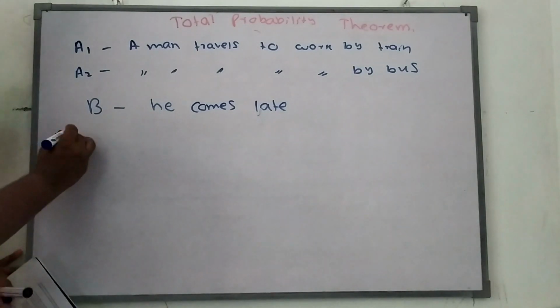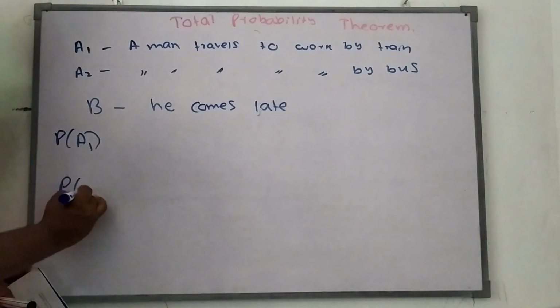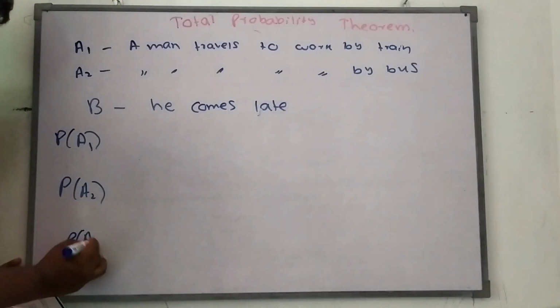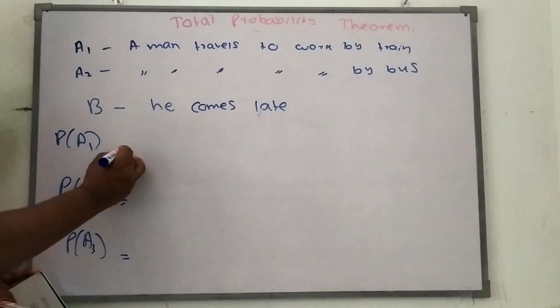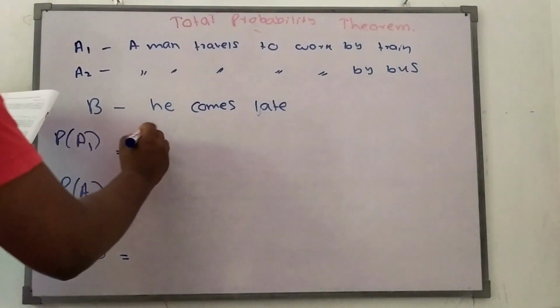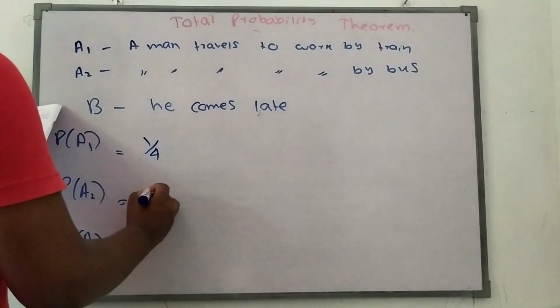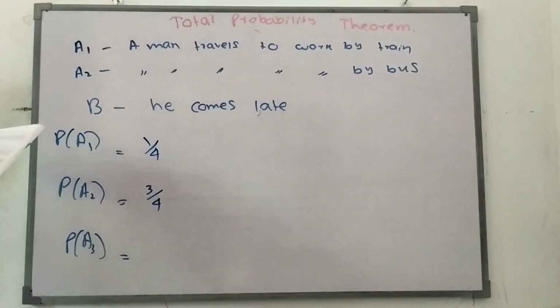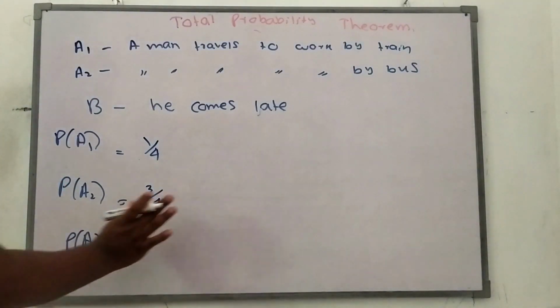So what is PA1, PA2, PA3? PA1 means traveling to work by train. It's 1 over 4, 3 over 4. Sorry, no A3s.